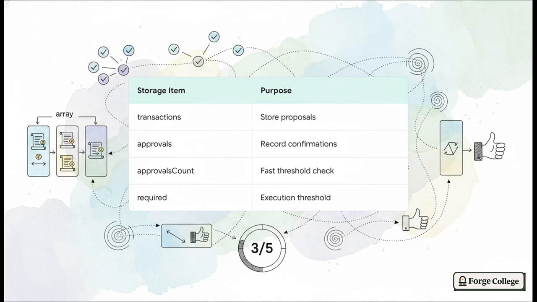Now, to manage state without wasting your hard-earned gas on expensive, clunky loops, we need very specific storage components. We're looking at our transactions array, our approvals mapping, that handy approvals count, and the required signature threshold. Keeping your state predictable and cheap is the name of the game here.